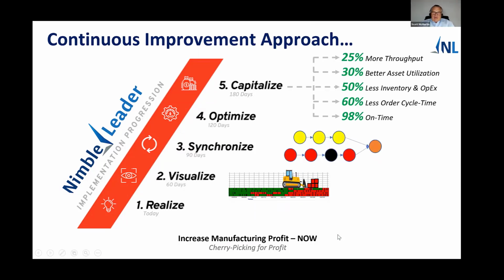Right. So in line with the Nimble Leader commitment to provide significant impact without an increase in capital investment, if we follow the progression of improvement that we follow, within 60 days, we'd be able to provide you with enough visibility into what's going on in your business where you could start to take some corrective action. Within 90 days, we could put in place a mechanism to help you synchronize material flow through the operation that understands there is a constraint and that it has to be managed.